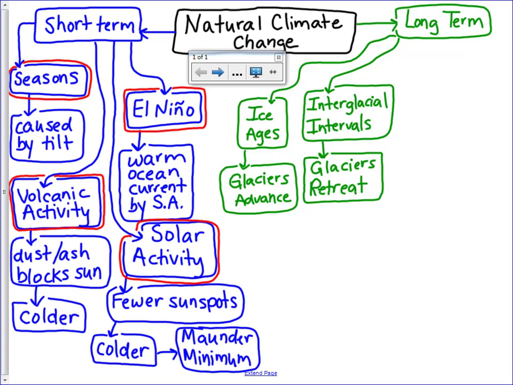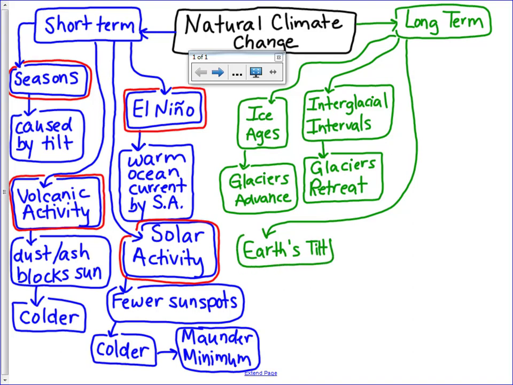Other things that can change Earth's climate over the long term. One of them, kind of like we talked about on the first side, Earth's tilt causes our seasons. And Earth's tilt right now is 23.5 degrees. Our poles are tilted 23.5 degrees.